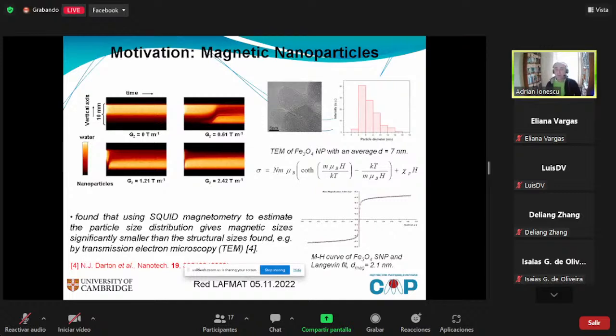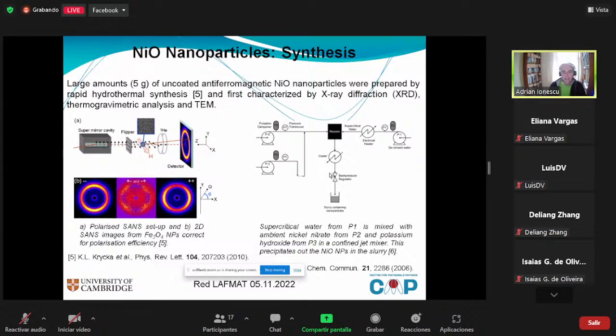But often, or mainly all the time, whenever you extracted the magnetic volume and compared it to the physical volume, maybe which you get from transmission electron microscopy or X-ray diffraction, you will see that they don't fit. So the magnetic volume comes always smaller than the physical volume. So we thought, is there something to it? And initially, we thought we should do some experiments.